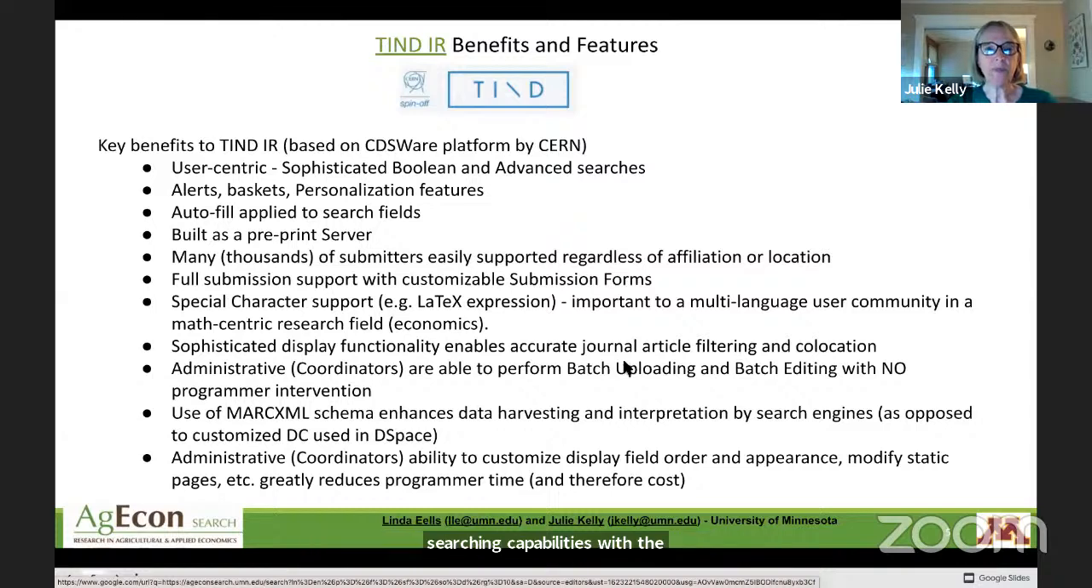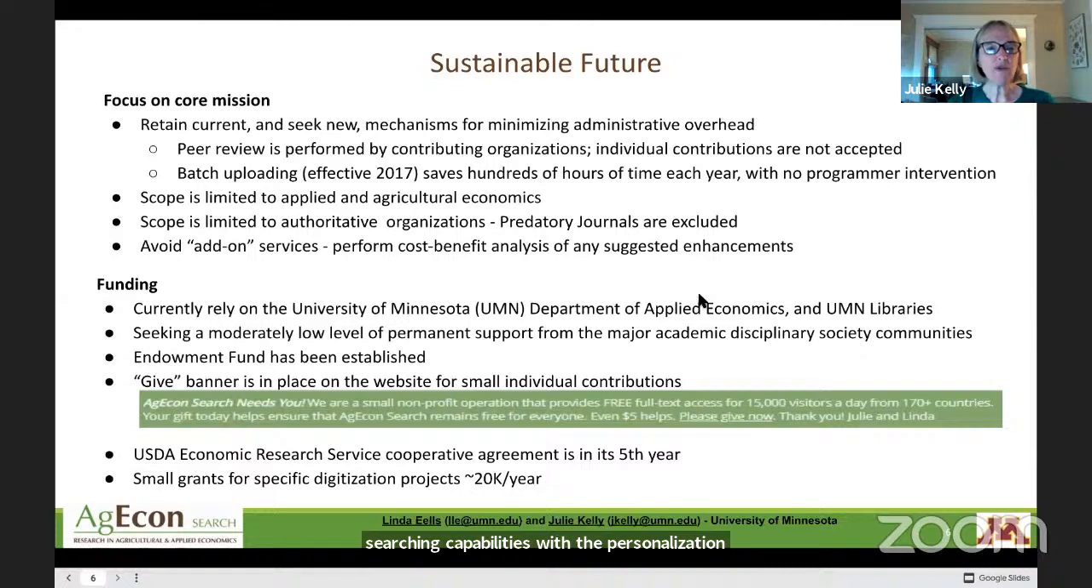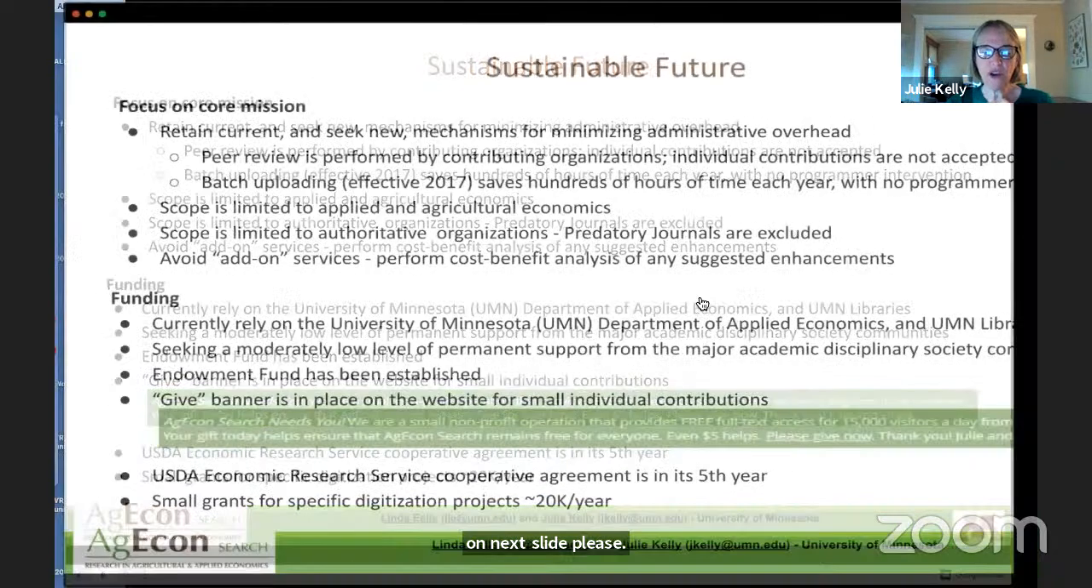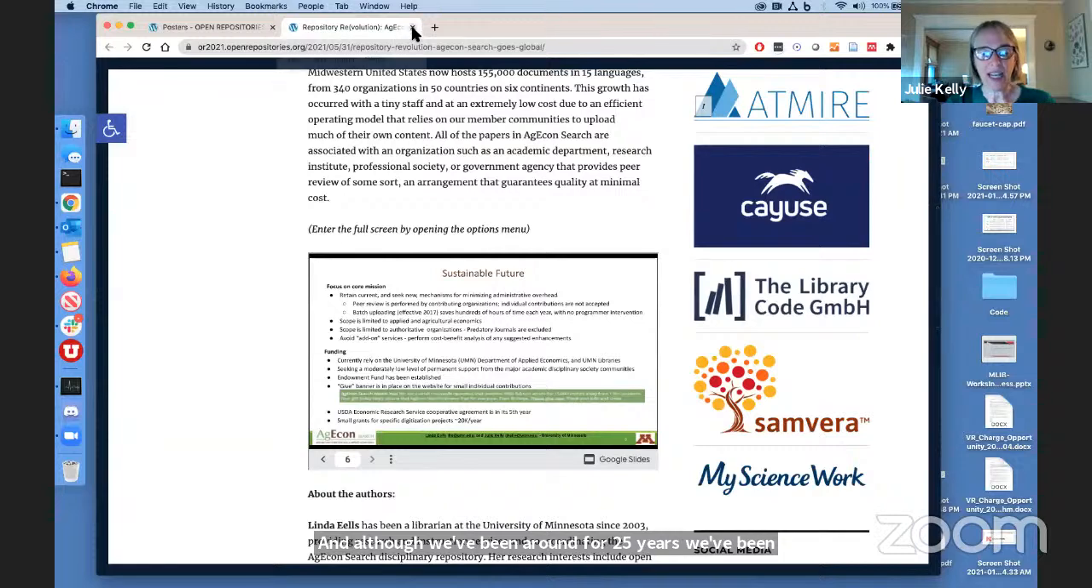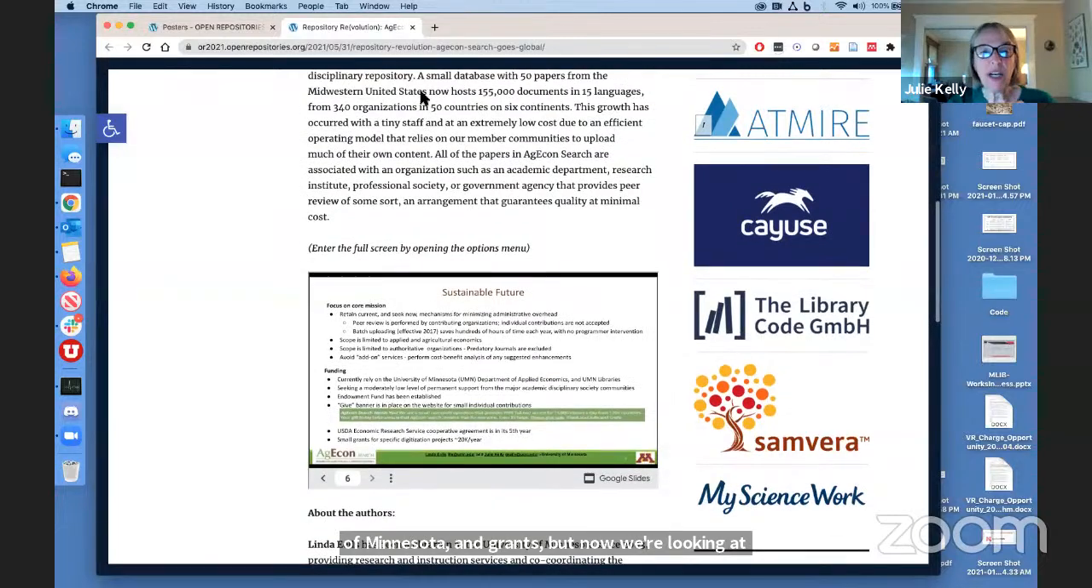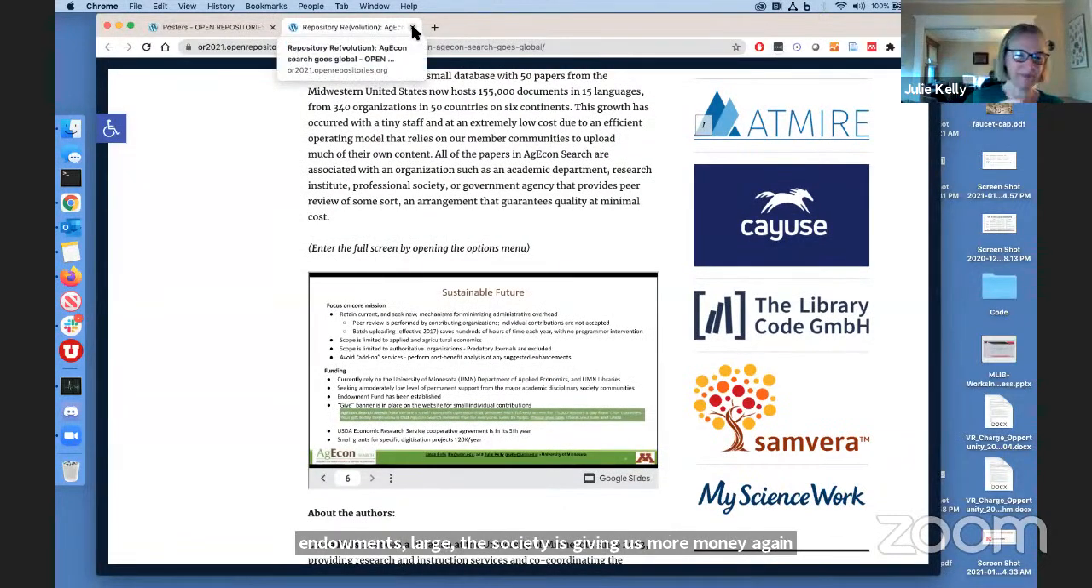Next slide, please. And although we've been around for 25 years, it's mostly through the good graces of the University of Minnesota and grants, but now we're looking at endowments, the society is giving us more money, a give button, and some government funding.